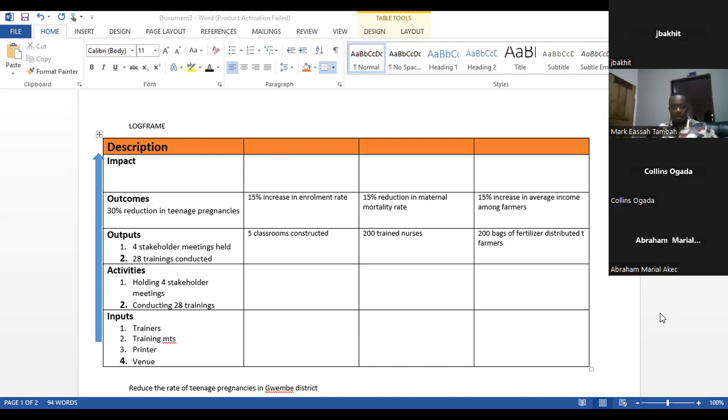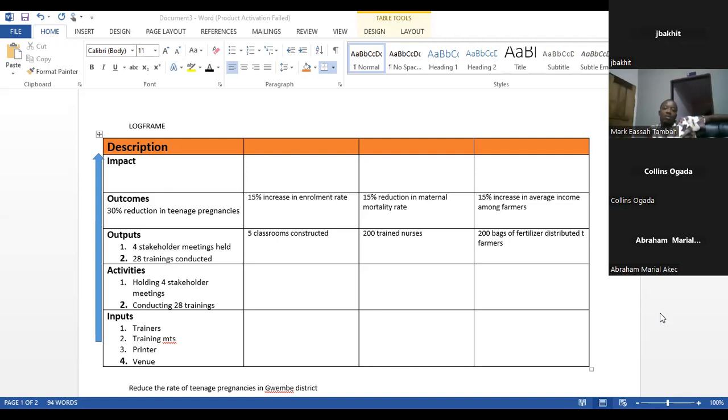The change that comes after an activity has been conducted. So output is our immediate result, and the outcome is a change that we see after an activity has been conducted. Absolutely, absolutely. I couldn't put it any better.